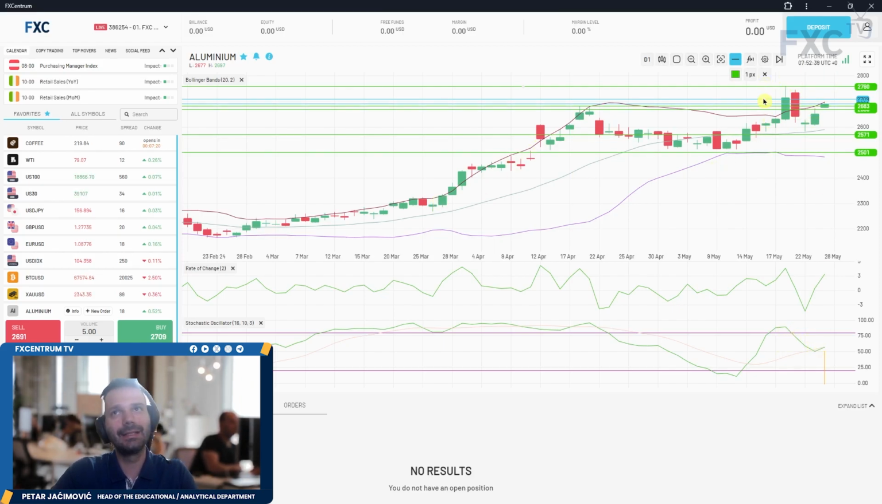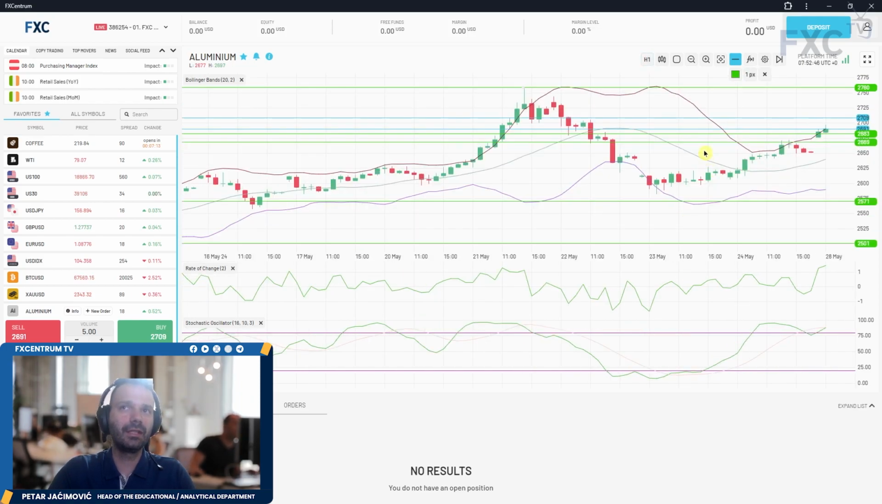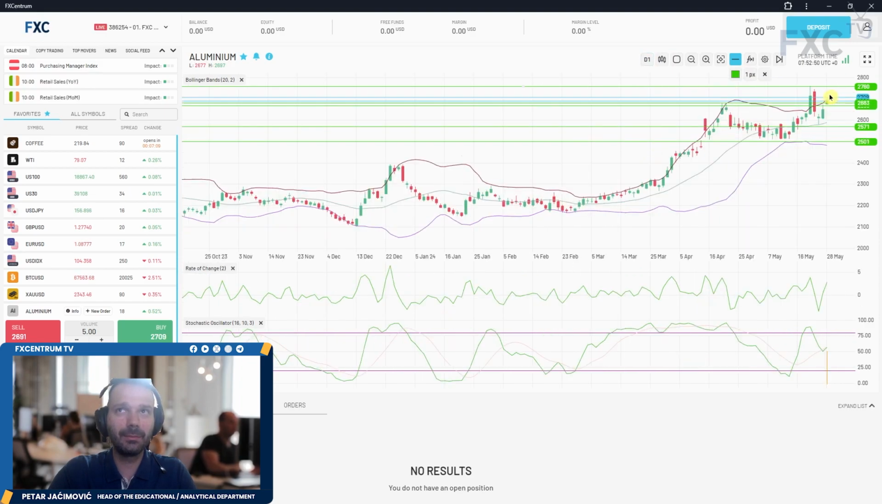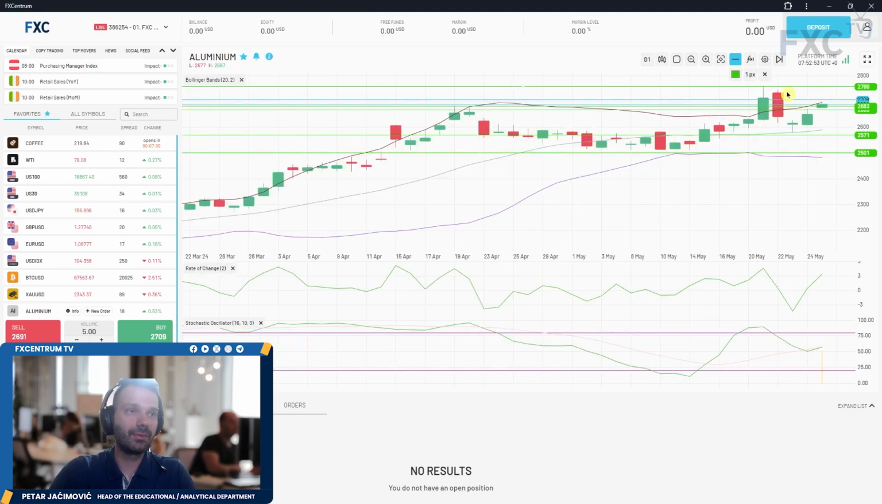This is exactly the scenario that we were speaking about last week. It's resolving exactly, and the hourly time frame is holding well at this point. So there is potential for the market to retest the previous swing high.